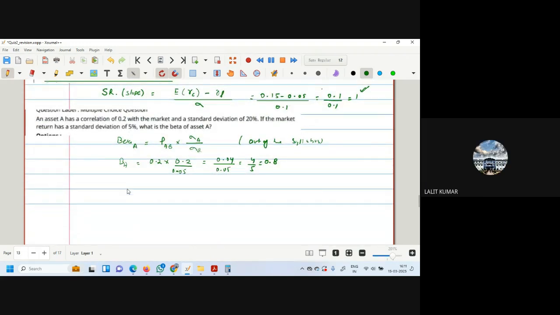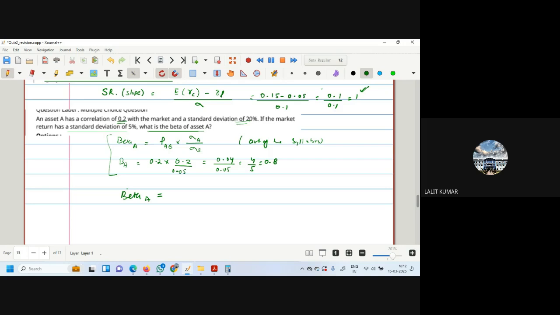Next, an asset has a correlation of 0.2 with the market and a standard deviation of 20%. If the market return has a standard deviation of 5%, what is the beta of asset A? So this has not been covered in our syllabus. So we have to remember the beta definition.